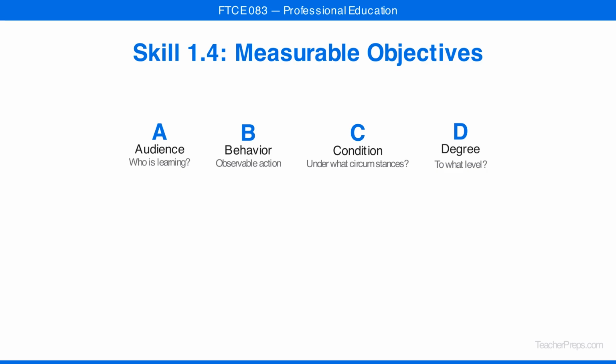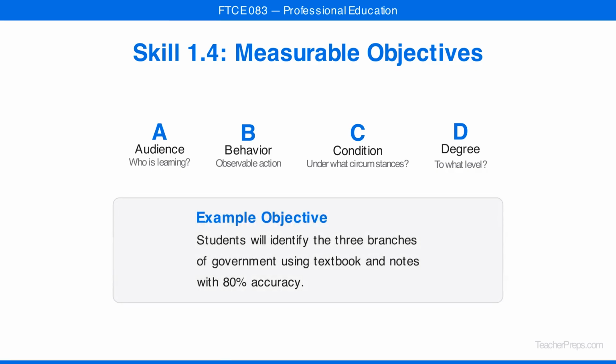A is for audience. Who is doing the learning? Usually your students. B is for behavior. What observable action will the student perform? This must be a measurable verb. C is for condition. Under what circumstances will the student perform? D is for degree. To what level of proficiency?